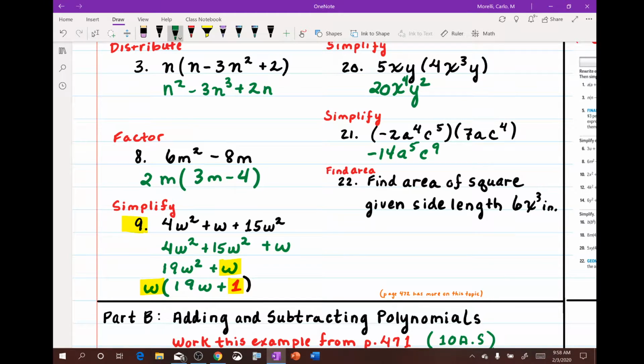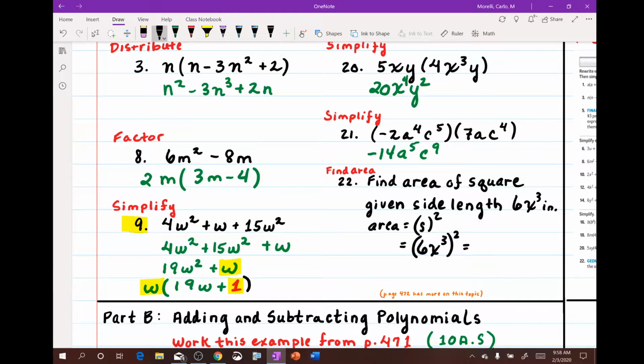Now, number 22, this is fun. Find the area of a square given side length 6x cubed inches. Well, remember this rule that for any given square, the area is equal to the square of the side length. So if I know one side length, all I have to do is square it, and I have the area of the square. So let's just do this. Area equals 6x cubed all squared.